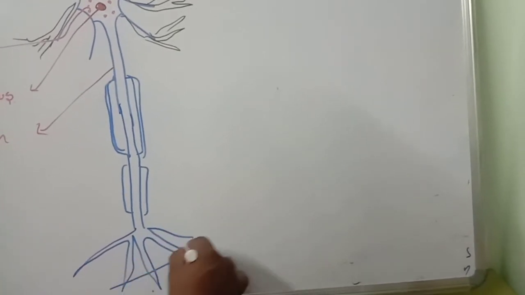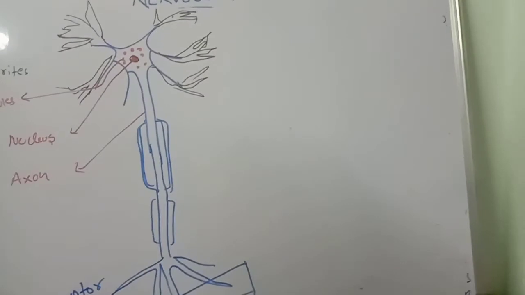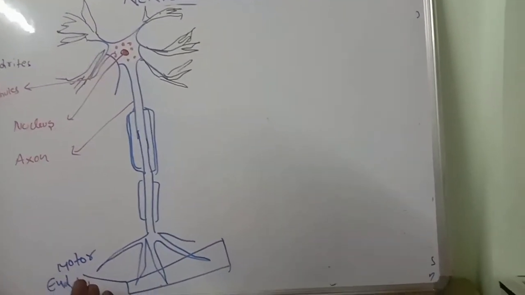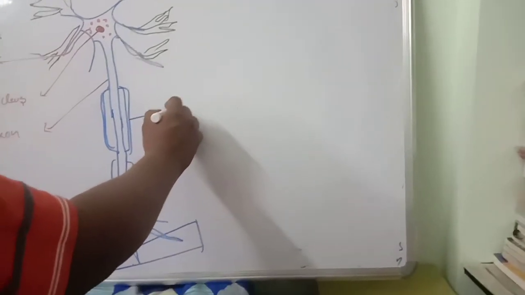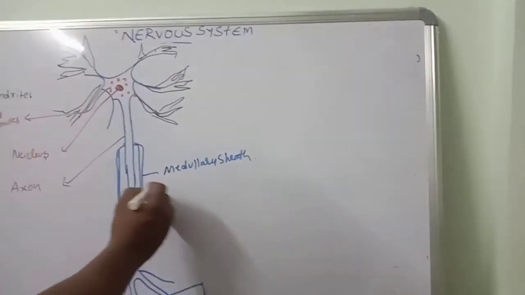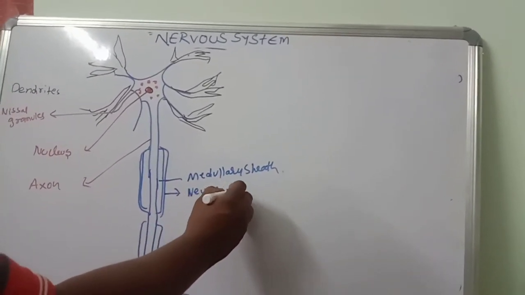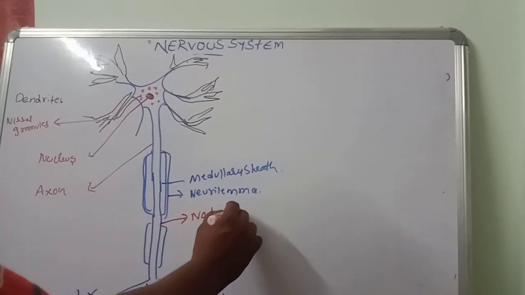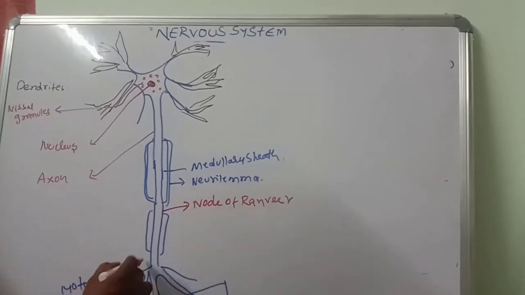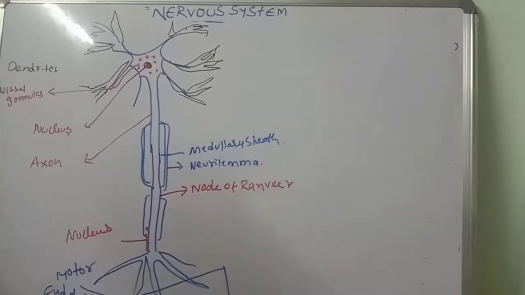Here the axon will be divided into so many branches, and they will enter into the effector organ. So this particular area is the motor end plate. Here also, this is the myelin or medullary sheath. Medullary sheath or myelin sheath, this one. And the outer one is called the neurilemma. This particular area is called the node of Ranvier. And here a special nucleus will also be present in this area. This is the most important.